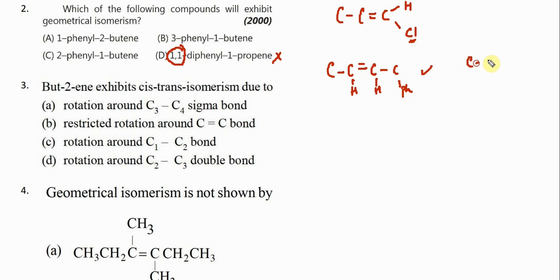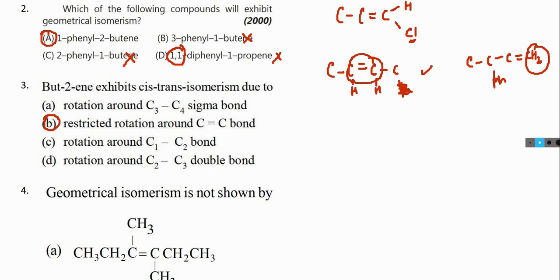This one, 1 butene, 3 phenyl. Okay, this is CH2, geometrical isomerism will not occur. Similarly, we put 2 phenyl here, still CH2 will be there, it will not occur. So alpha. But-2-ene exhibits cis-trans isomerism due to restricted rotation around C double bond C. So beta, that is the condition for cis-trans isomerism, not the only condition, it can occur in rings also.